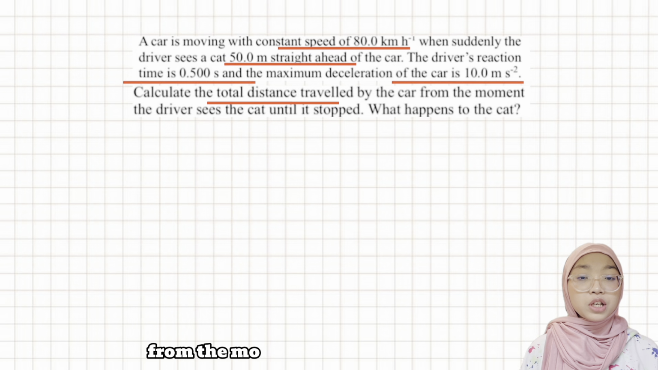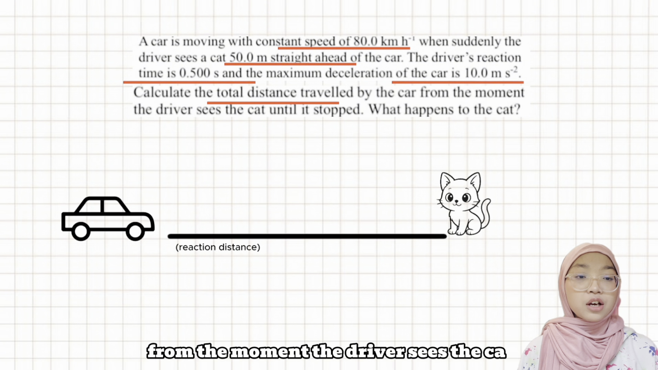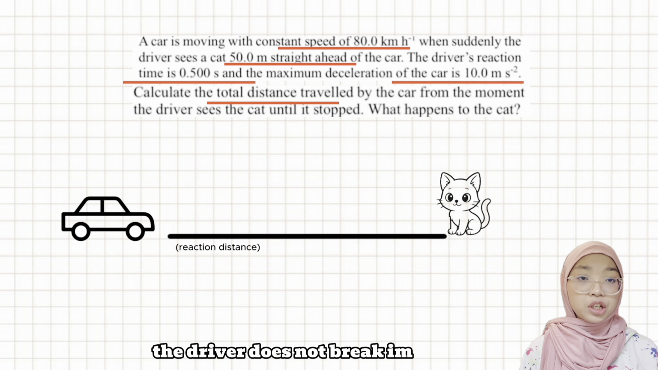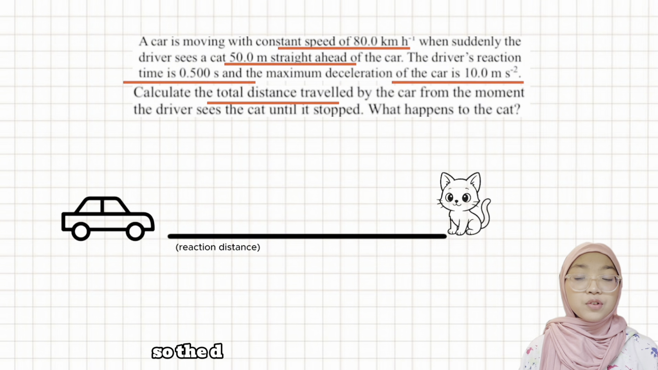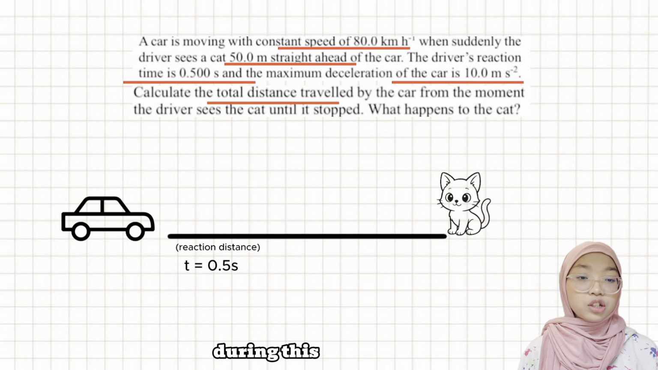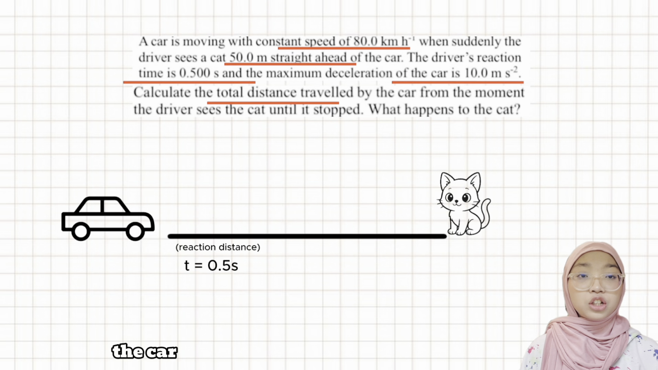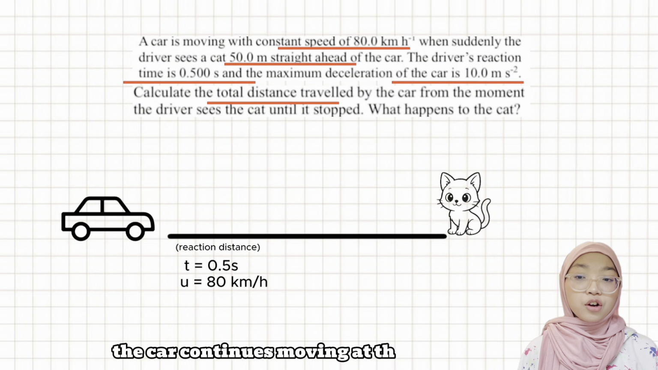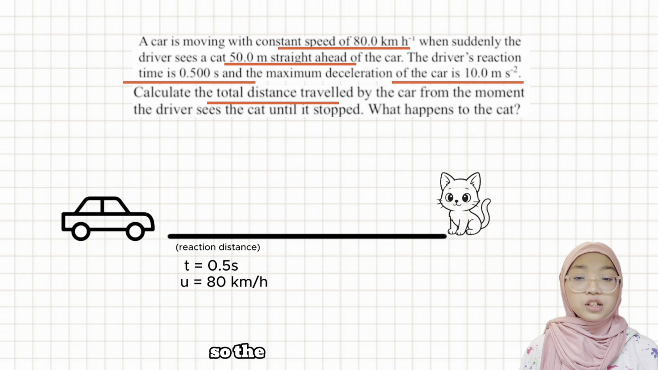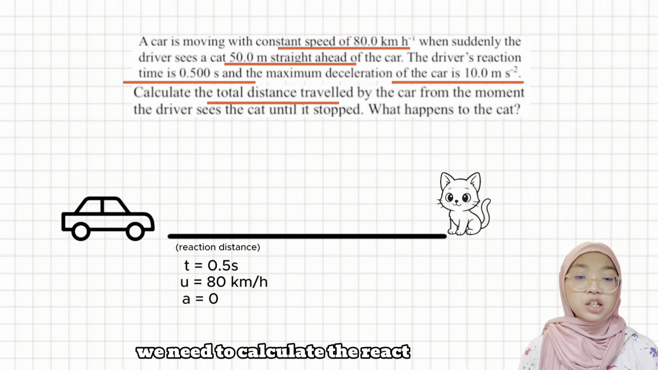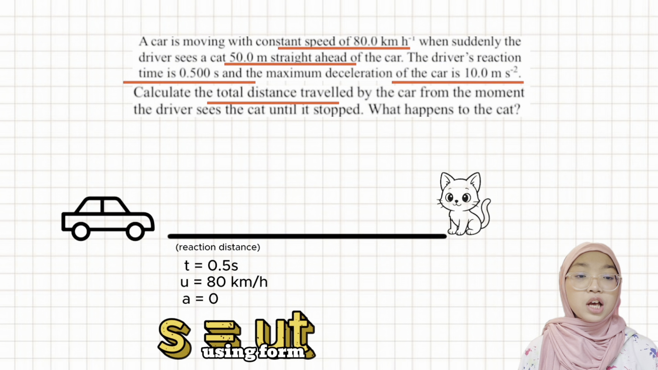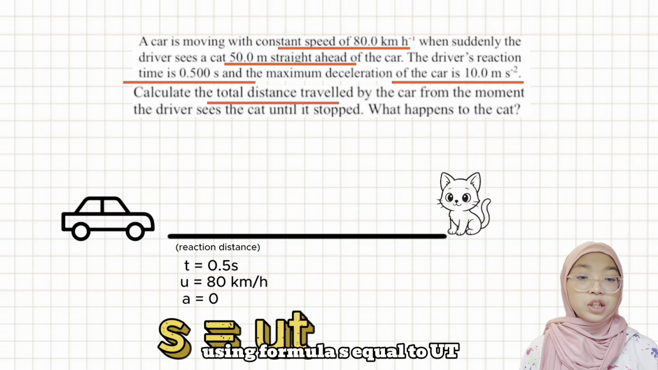First, from the moment the driver sees the cat, the driver does not brake immediately. So the driver needs 0.5 seconds to react. During this reaction time, the car continues moving at constant speed, so there is no acceleration. We need to calculate the reaction distance using the formula s = ut, since there is no acceleration.